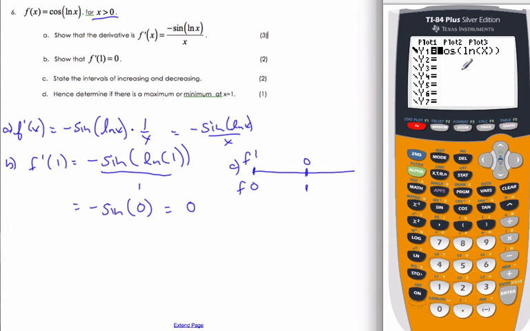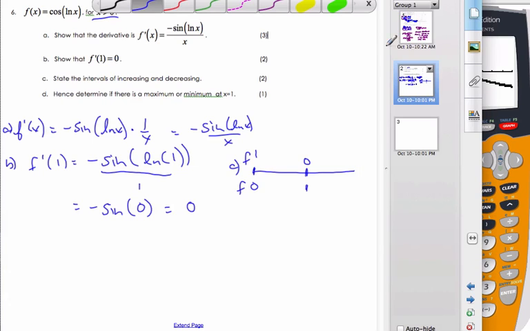I quickly graphed it because I realized this is a graphing question. I made my window 0 to 10. I didn't want it bigger than 0. Y minimum is negative 1 to 1.5 because I know it's a cosine function. And I graph it, and I get this. Make sure you're in radians. This is 1 here.